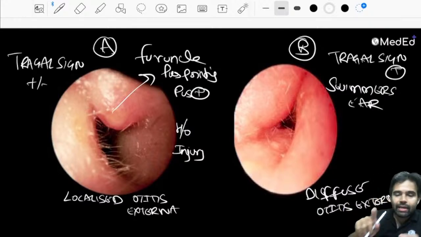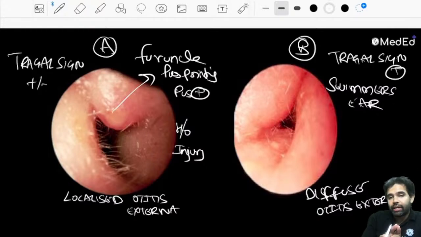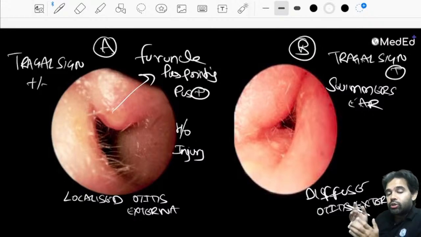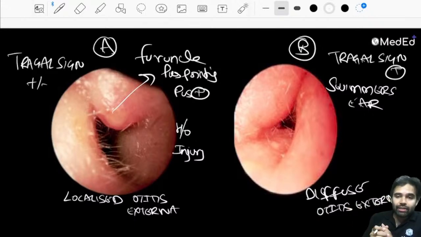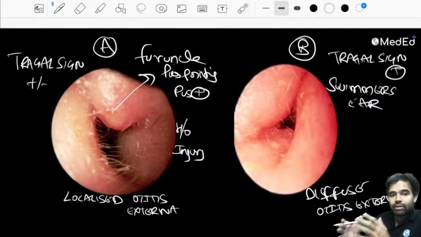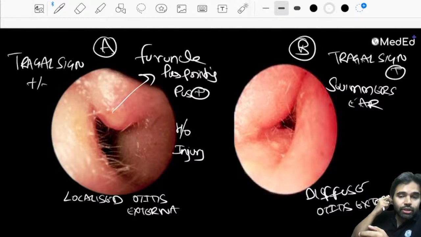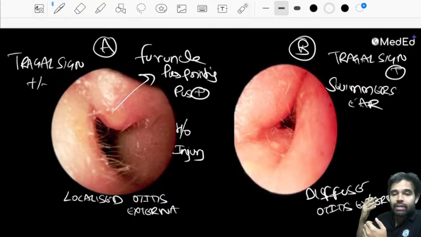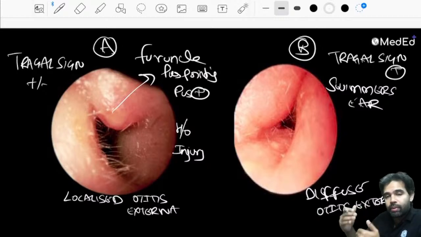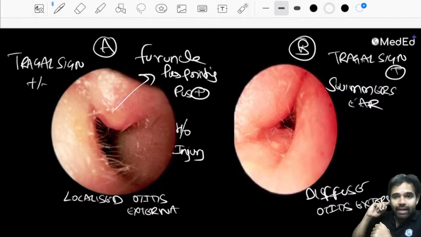It has happened once that the examiner has given both localized otitis externa and diffuse otitis externa in the options while asking for which is swimmer's ear. So you should know that not every otitis externa is swimmer's ear. The cause is different. Localized, there is some injury to the hair follicle leading to folliculitis or a furuncle, whereas in swimmer's ear, it is because of humidity. It's because of water getting stuck inside or remaining wet. That's why swimmers who swim for a long period of time develop swimmer's ear.